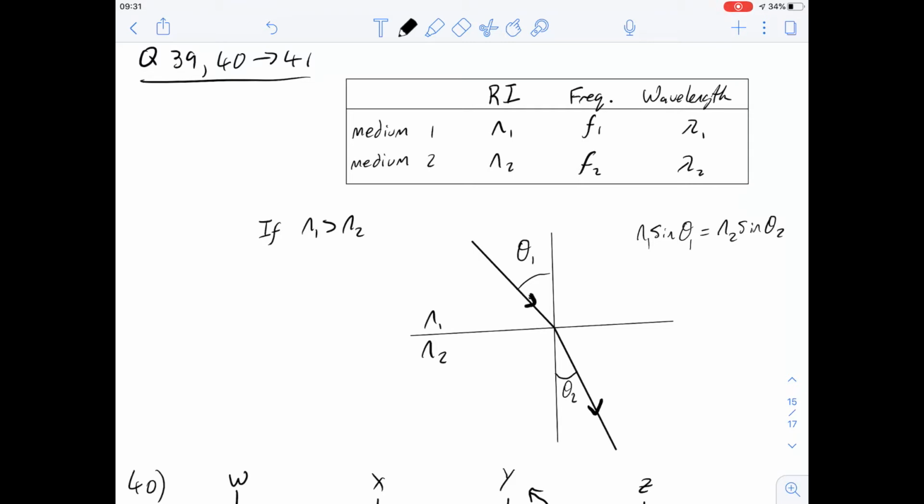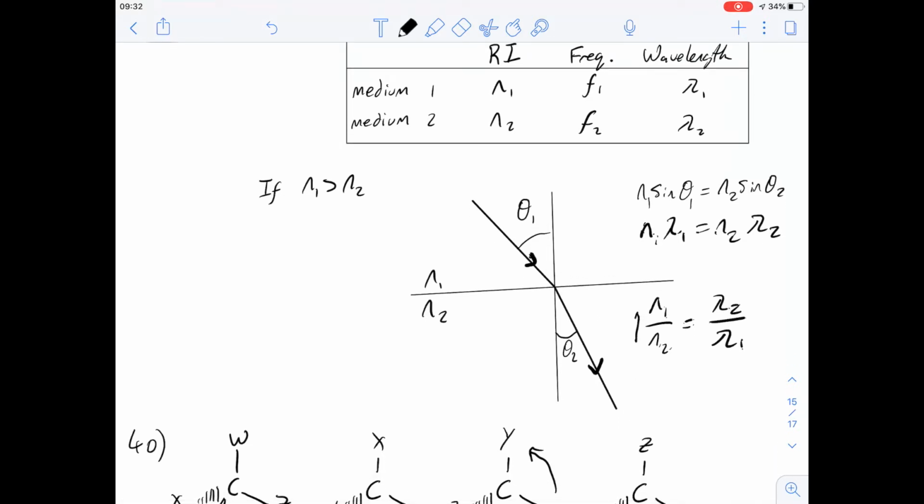What that tells us then, if we replace sine theta 1 with the wavelength of the first one, and we say that's going to be equal to N2 multiplied by the wavelength of the second one, then we can get this ratio: N1 over N2 is going to be equal to lambda 2 over lambda 1. And that says that if we have a value for this side that's greater than 1, then this has to be greater than 1, meaning lambda 2 has to be greater than lambda 1. And that gives us an answer for 39 of C, because the frequencies have to remain the same.